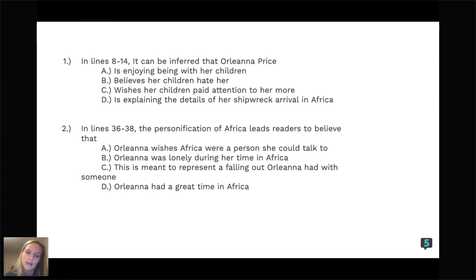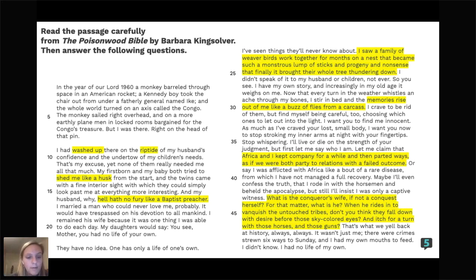B is believing that her children hate her. This could be a possible answer given what the passage reads, that her firstborn and her youngest tried to shed her like a husk. That's not very nice, is it? Tried to, no, Mom, we don't need you anymore. We're good. If we go back and look, "my firstborn and my baby both tried to shed me like a husk from the start." And then it says, "and the twins came with a fine interior sight from which they could simply look past me at everything more interesting."